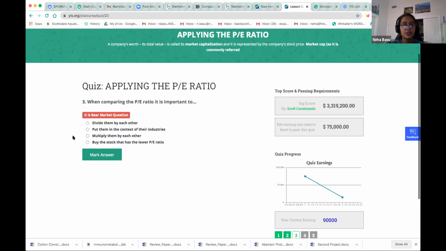You don't really want to do any math between them. And then the fourth one says buy the stock that has the lower PE ratio. As we talked about before, you want something a little bit on the higher side, not too high because that might mean it's overvalued, but a little bit of a higher PE ratio because that can indicate that the expected growth is higher. So answer choice D is also wrong. So for this one, it's going to be B.